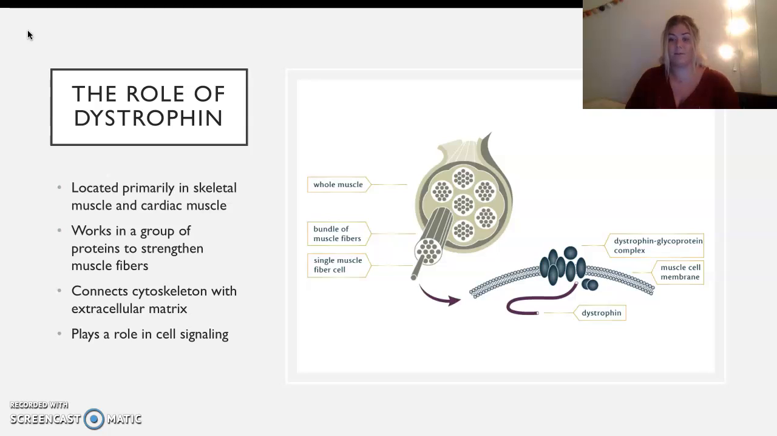And the muscles are made out of muscle fibers, which you can see in this picture, and each individual bundle is surrounded by a membrane, which then makes up the entire muscle.